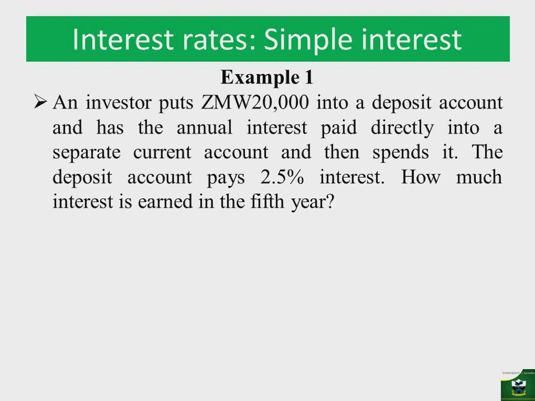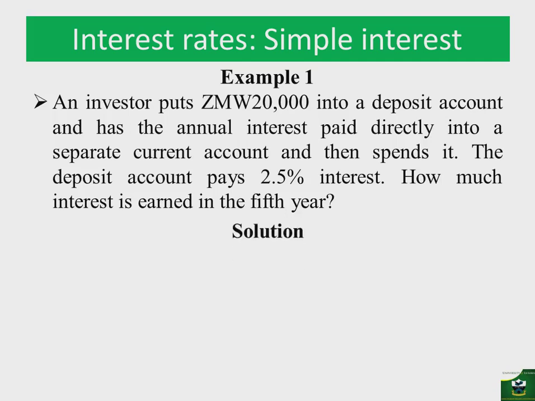An investor puts 20,000 kwacha into a deposit account and has the annual interest paid directly into a separate account, and this money is spent. The deposit account pays 2.5% interest. The question is, how much interest is earned in the 5th year?